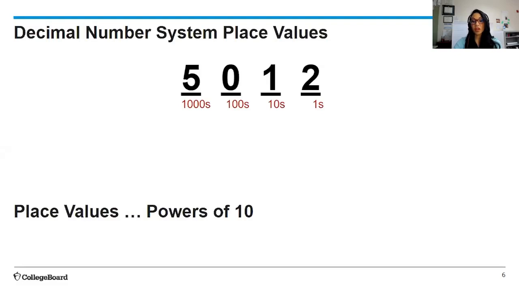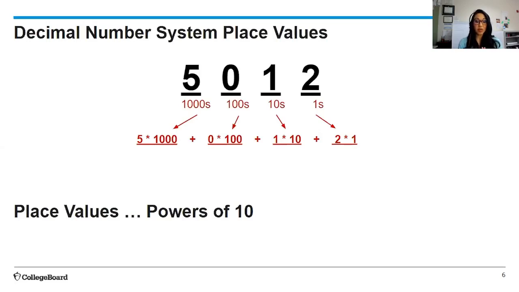Every time we move over a place, we multiply by 10 because we have exponentially increased the possible numbers we can have by 10. So the first place is 1, times 10 gives us the tens place, 10 times 10 gives us the hundreds place, 100 times 10 gives us the thousands place, and so on. So this means we have 5 thousands, we don't have any hundreds, we have 1 ten, and we have 2 ones. We add those values together, and that's what gives us the value behind the digits 5012.